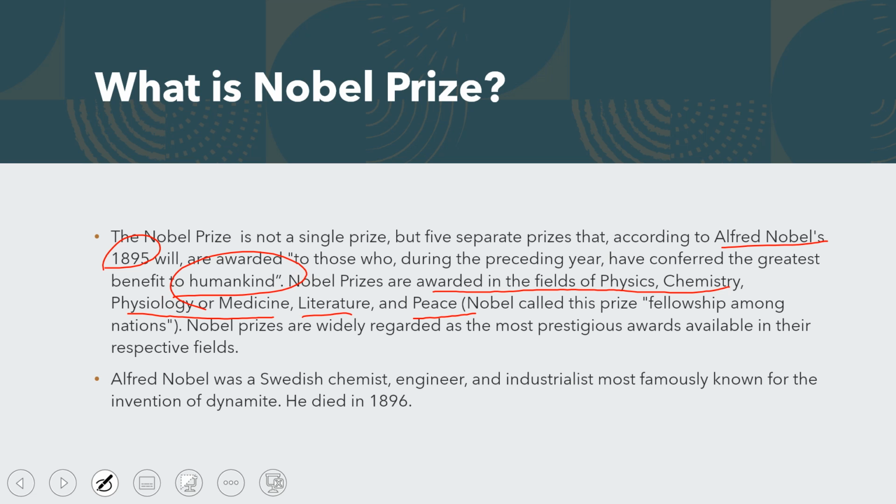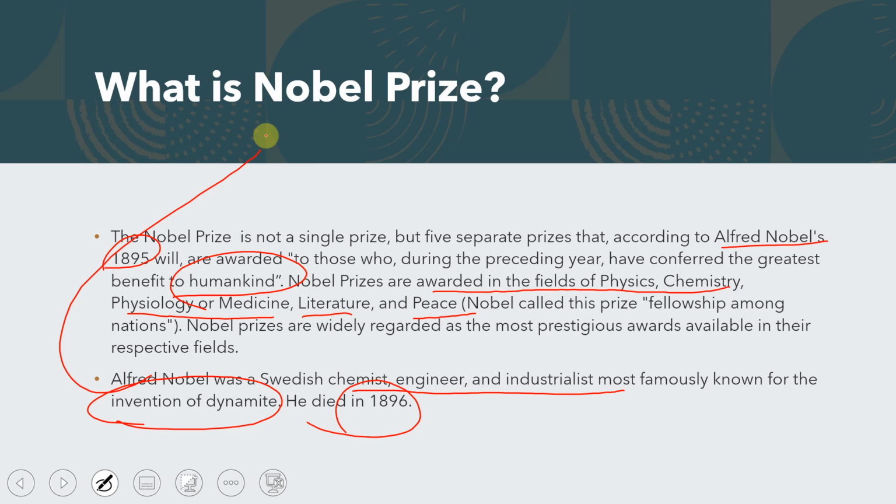Alfred Nobel was a Swedish chemist, engineer and industrialist who was famously known for the invention of dynamite, and died in 1896. So you can remember from here who invented dynamite. It was none other than Alfred Nobel, and this Nobel Prize was established by his will. It consists of 5 fields. Which are the 5 fields? Physics, chemistry, medicine, literature and peace. Later we will see economics also, but it is not counted in the Nobel Prize.